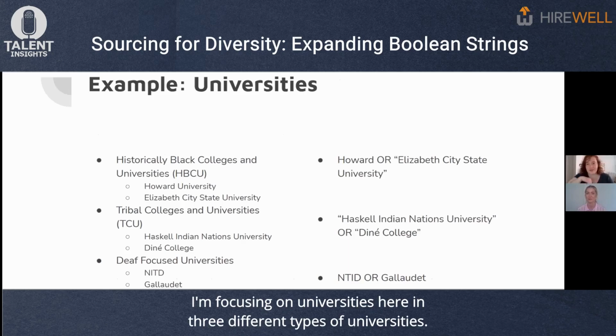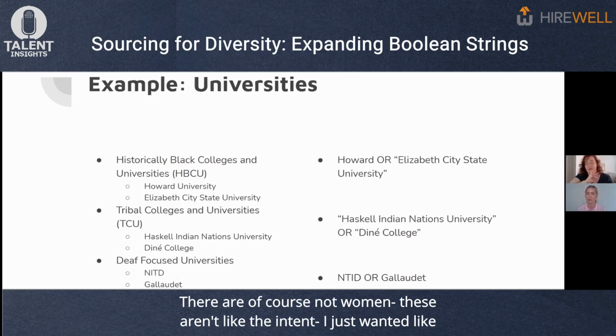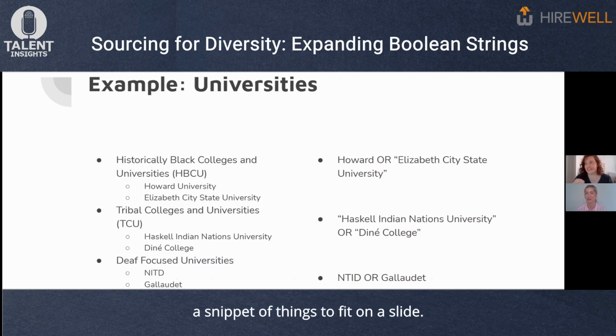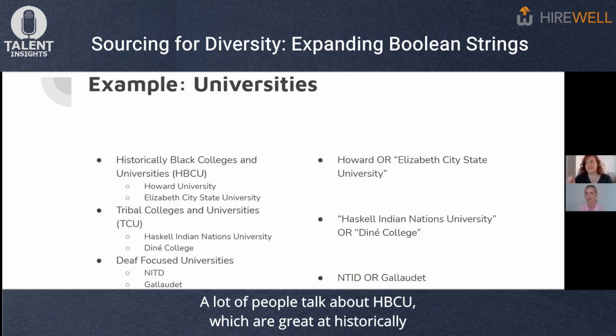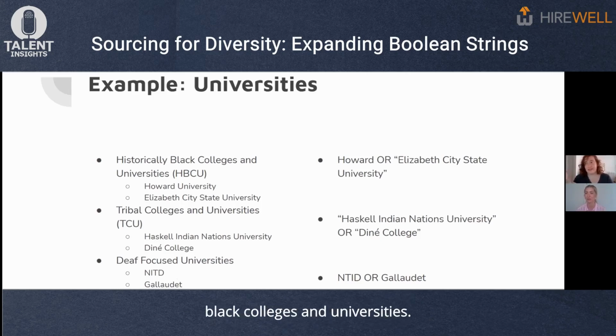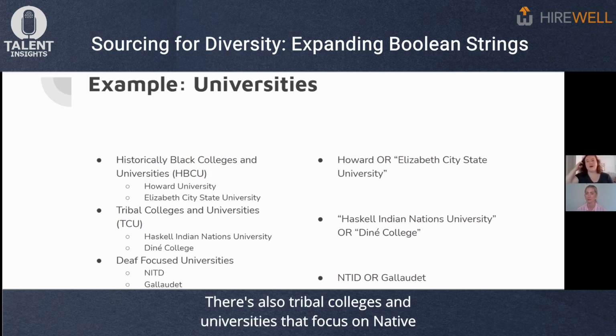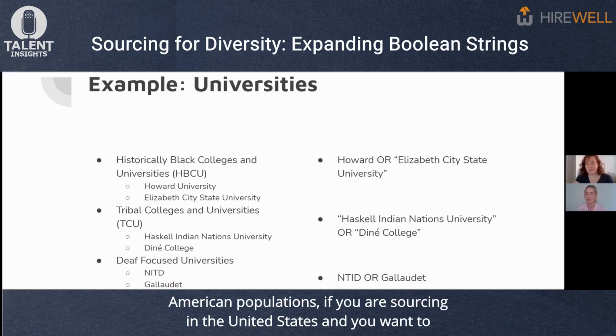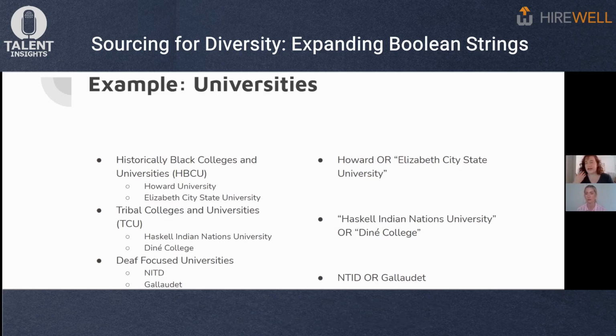I'm focusing on universities here and 3 different types of universities. These are, of course, not limited. These aren't the entire list. I just wanted a snippet of things to fit on a slide. A lot of people talk about HBCUs, which are great, historically Black colleges and universities. There's also tribal colleges and universities that focus on Native American populations if you are sourcing in the United States and you want to make sure that you're including everyone.